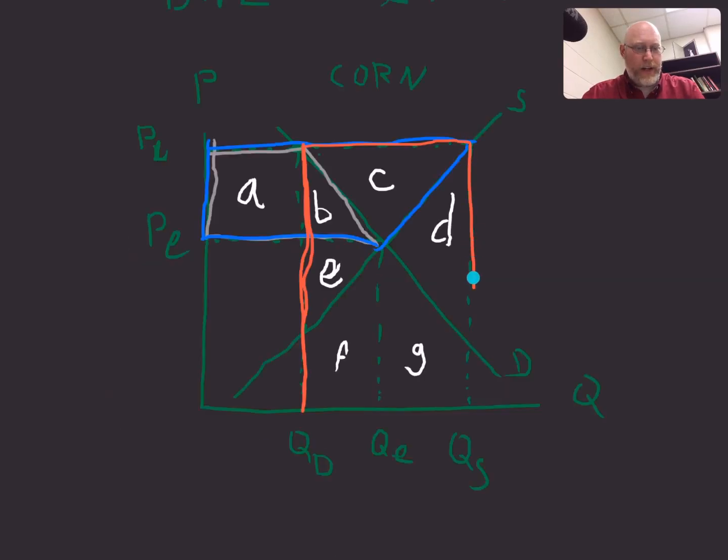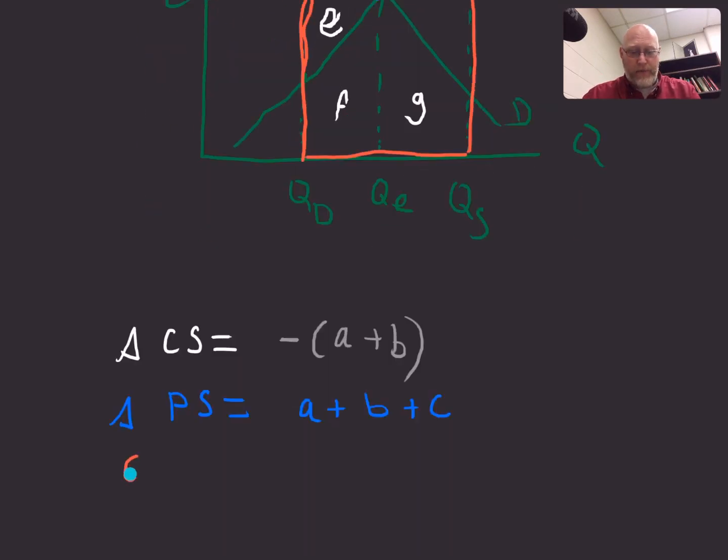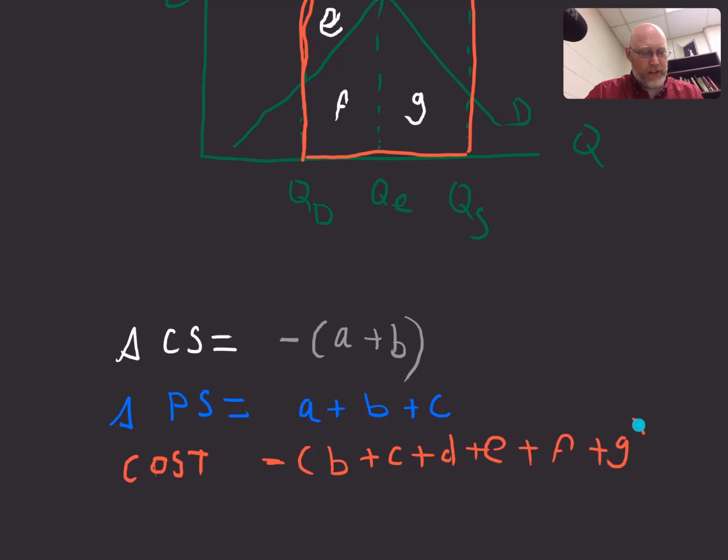So this area right here that I'm drawing in red is the cost of the policy to the government, the taxpayer. So the policy cost, which is always a negative because it's money going out, is going to be equal to all of these, everything in that area, which is going to be equal to the negative of B plus C plus D plus E plus F plus G.